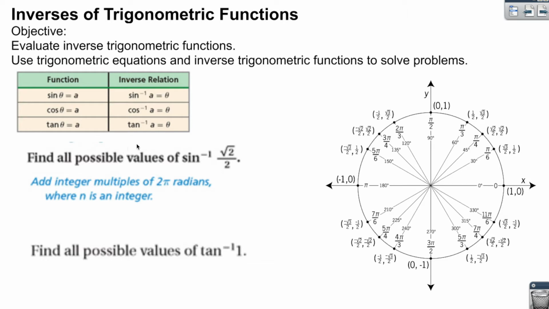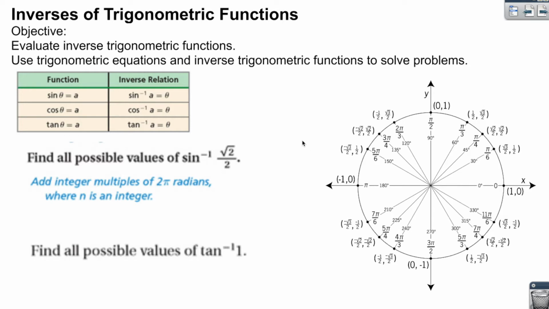The proper notation for inverses is using the -1 exponent, if you remember. We did this a while ago, so it should look familiar. Originally we found sine theta, but now we're doing the inverse function. Let's start with finding all possible values of the inverse of sine for √2/2.